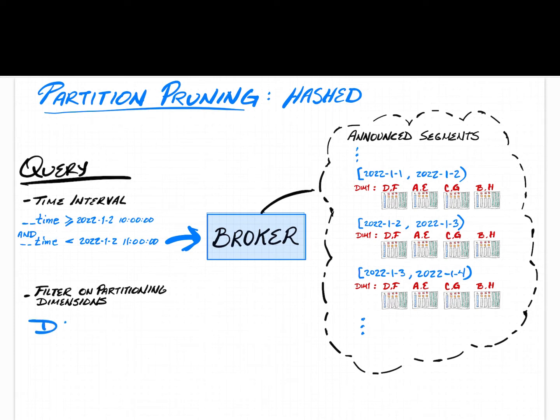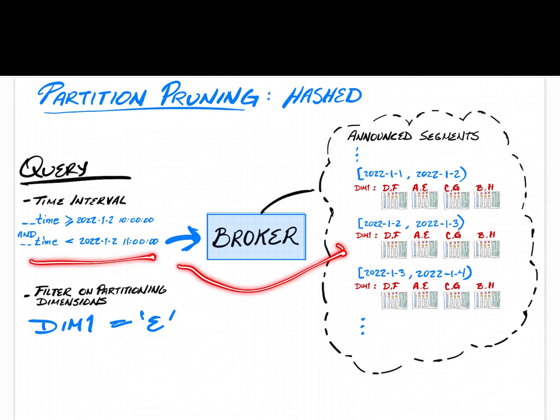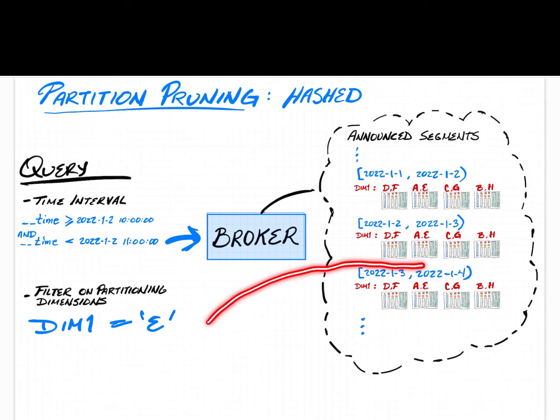As before, the time dimension will select the time chunk, but if we do a filter on the partition dimension, let's say on dimension 1 equal to E, we will be able to select a particular partition within the time chunk, right? The one that contains the value E. The query engine will take the filter condition, because it's an equality, convert it into a hash, and translate that into the partition that it needs.